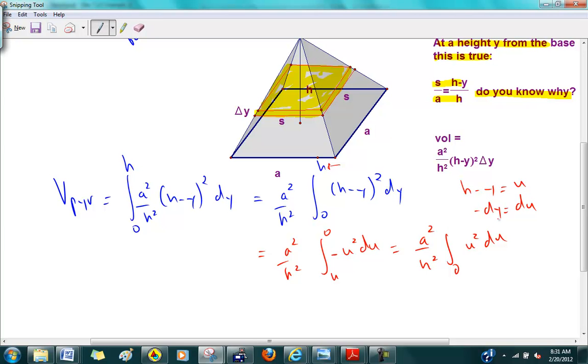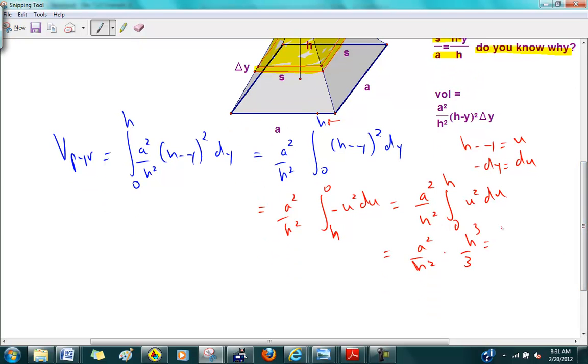Okay, so let's go back and review this. So this is h, yeah, it's h. This is h, I guess that's where I got confused. Okay, and go chug this, and you get a squared h squared, h cubed over 3. So then this becomes 1/3 a squared h. Okay, 1/3 a squared h.